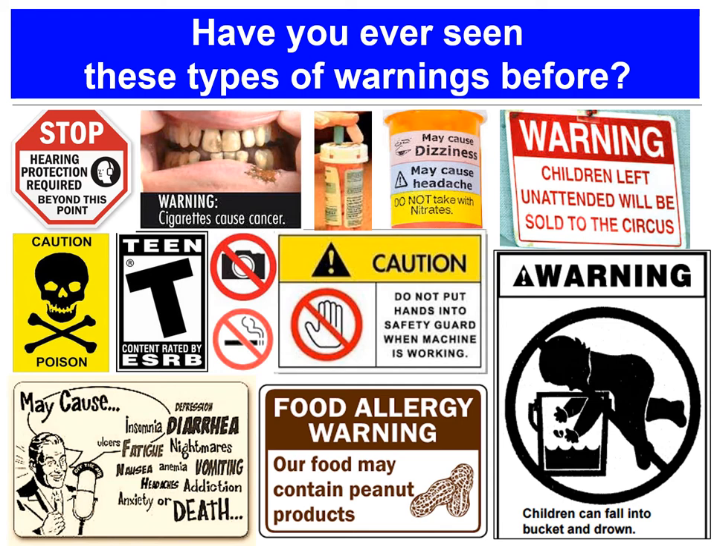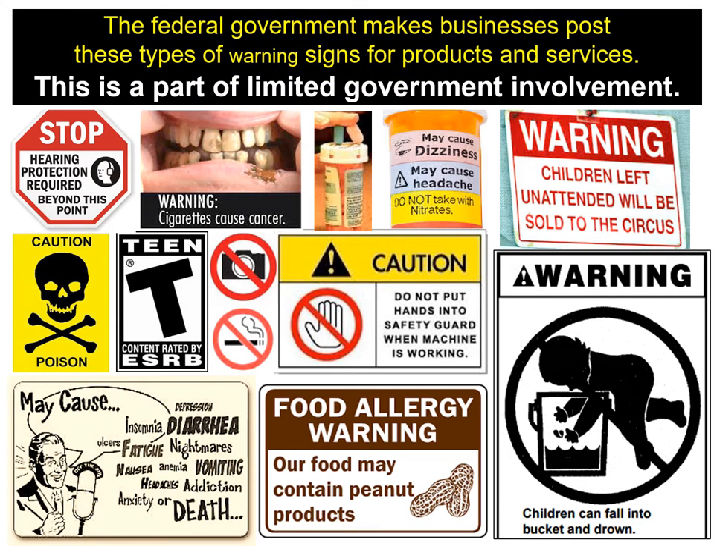Well, there's a reason why those warnings are on products. And they are maybe like at the bottom of the screen, if you ever saw on TV, but the person reads really fast and you can't really understand what they're saying, but it's some kind of warning about the service that is being provided. Well, this is all a part of the free enterprise system. See, the federal government makes sure that businesses post different types of warnings on their products and their services because the government has a responsibility to protect the consumers.